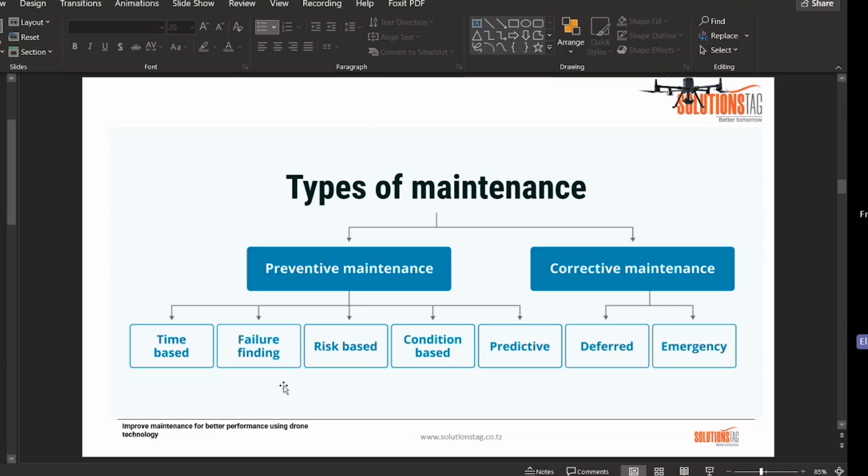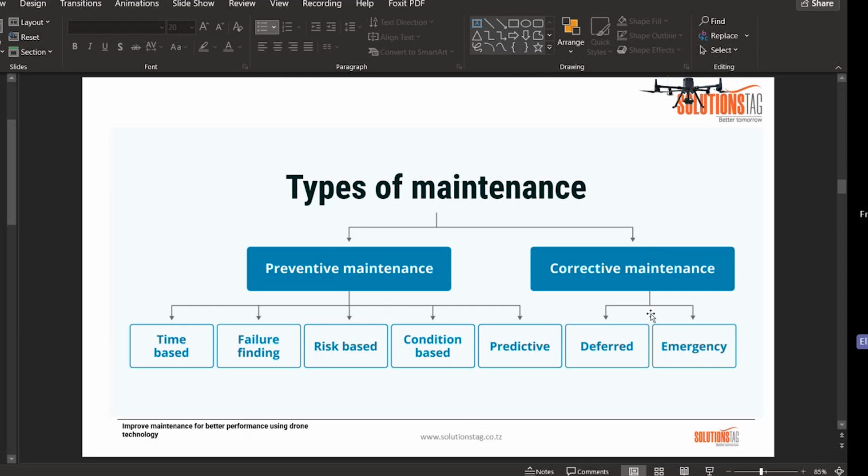Maintenance can be classified into different classes, but there are two major ones. One is preventive maintenance, and the other is corrective. In general, preventive maintenance is all about performing maintenance before any instrument failure has occurred, while with corrective maintenance, you do maintenance after failure has occurred.